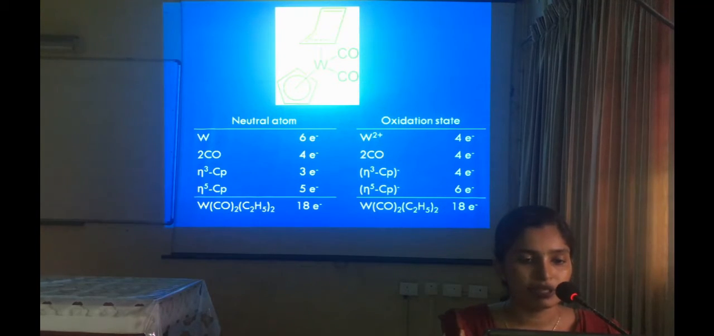And in the oxidation state method, we have to assign the charge of the ligands. The cyclopentadienyl is actually acting as an anion. Both eta 3 cyclopentadienyl as well as eta 5 cyclopentadienyl will act as anions. Correspondingly, the tungsten will have a charge. The tungsten 2+ will act as a 4 electron donor. The carbonyl is a 2 electron donor. And the eta 3 cyclopentadienyl anion is a 4 electron donor. And the eta 5 cyclopentadienyl anion is a 6 electron donor. And we got it as 18 electrons. So again, I am repeating the same thing. Whichever method you use, you should get the same total electron count.